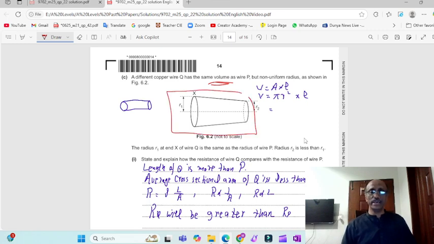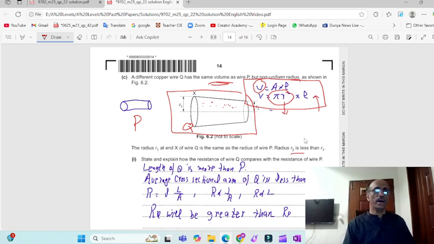As we can see from the diagram, this is wire P, this is wire Q. As shown in the diagram, the radius R1 at the end X of the wire Q is the same as wire P, but the radius R2 is less. So if I take the average, then the average radius will be less than the radius of wire P. Now if I write down the formula, the volume is constant, the area is pi r squared, the average radius will decrease, then what will happen? The length will increase.